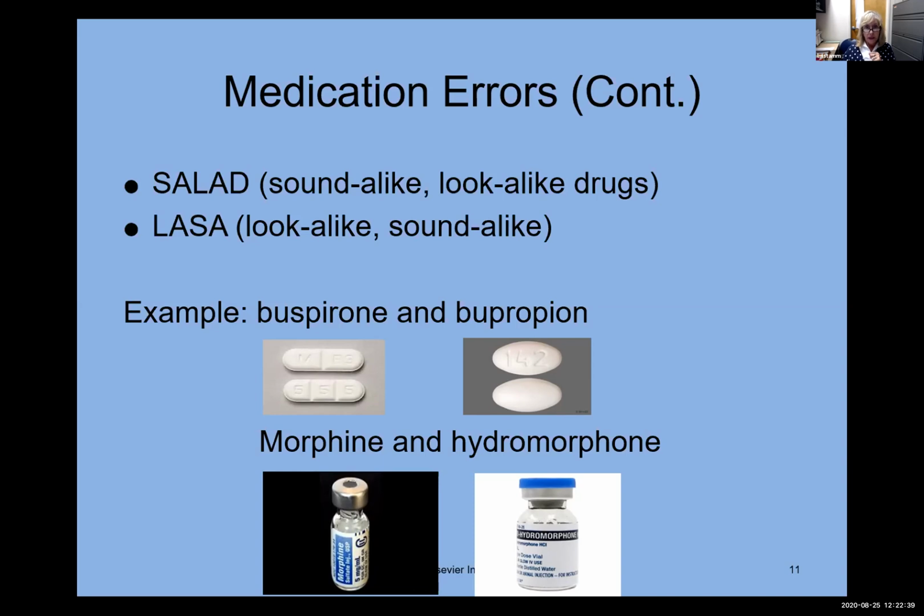They're, Carissa, they're basically the same. It's just a different way. Some people may call it salad, some people may call it Lassa, but it's the same.